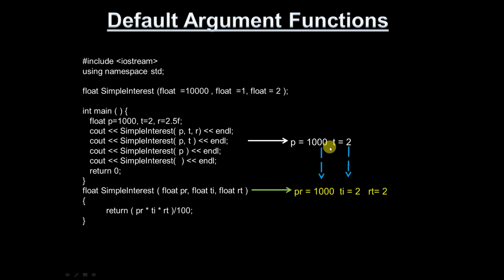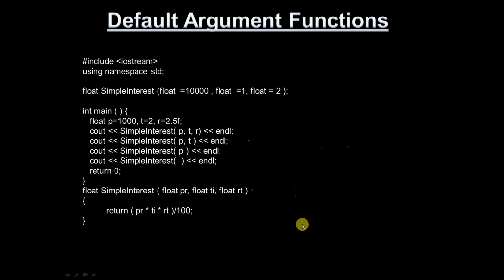So the same 1000 and 1000 value will be copied to pr, t equals 2, that value will be copied to ti, and rt will be taken from the default argument. Because we are now passing only two arguments, if you see here the r value is 2.5, but what is copied is the default value, copied to the last argument.